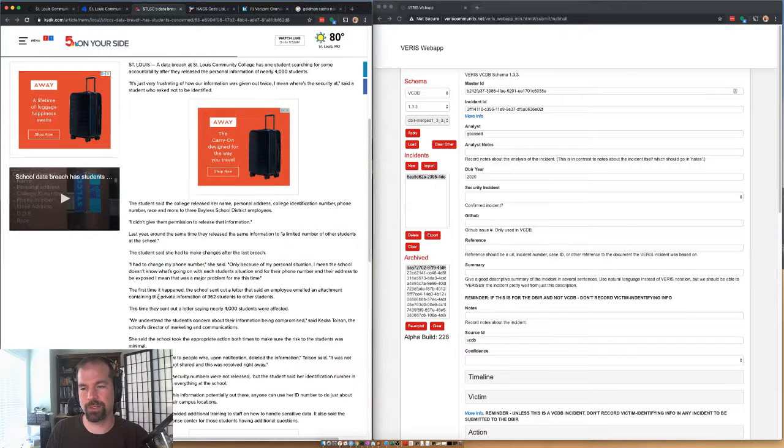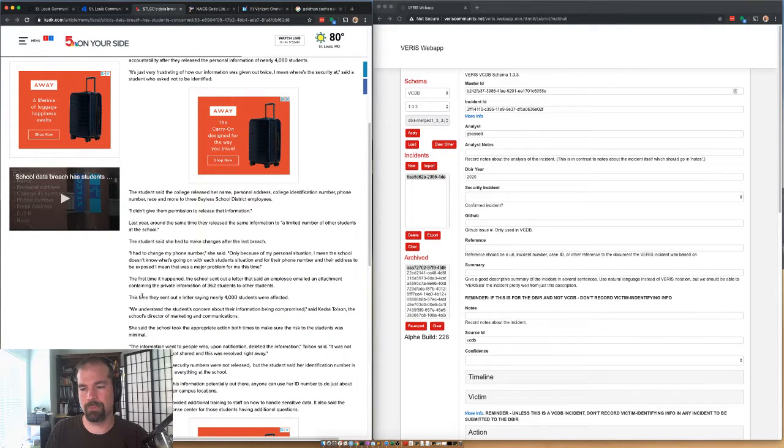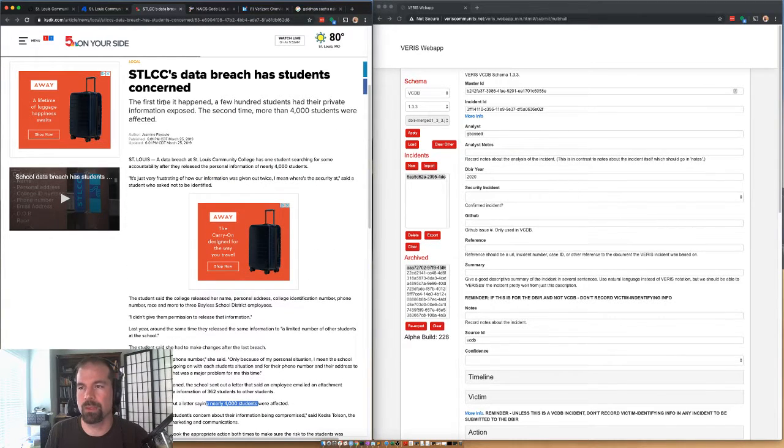Is there any more information over here? A little more. This time they sent out a letter saying 4,000. Okay. Oh, these are 2 separate breaches. Okay. First time it happened, the school sent out a letter saying an employee emailed an attachment containing. This time, okay. It has second time. So this is actually 2 different breaches of the same organization. So we're going to actually record 2 breaches here.